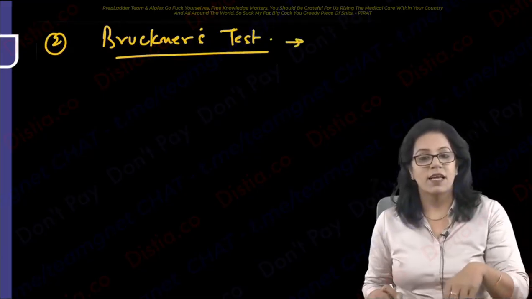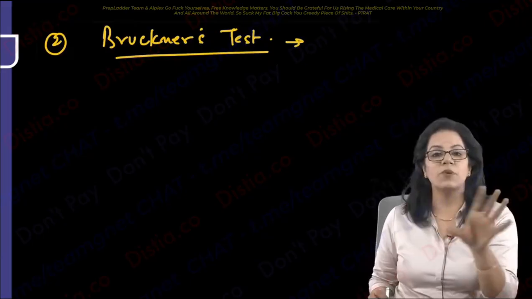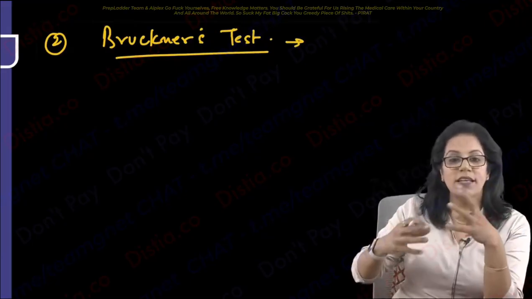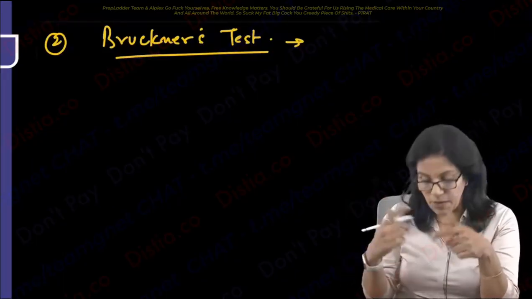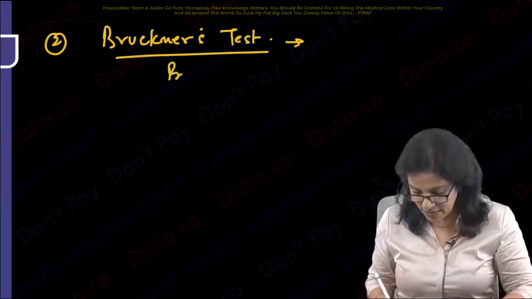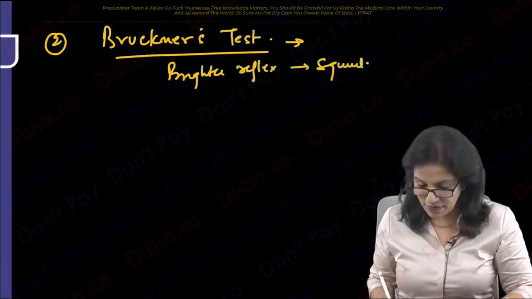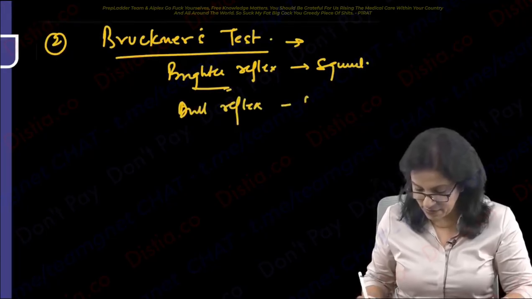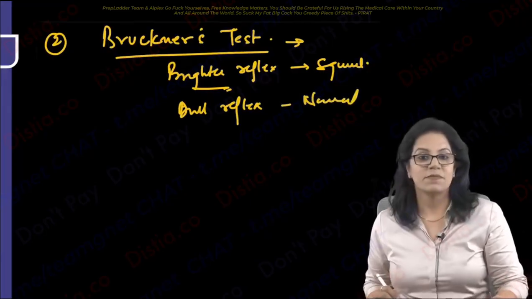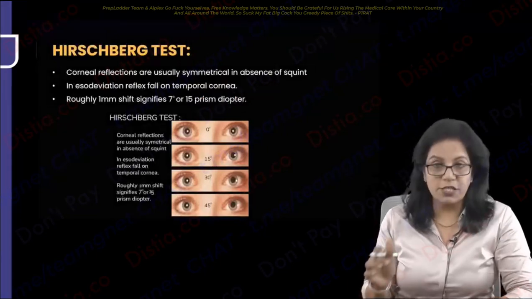Bruckner's test is, normally when you show light to the eye, what happens? The light reflects, the fundus is shining equally in both eyes. But if you see one reflects brighter than the other, I'll just show you the slide, then the brighter one will be that of the squinted eye. So the brighter reflex means there is a squint here. And the normal or dull reflex is normal. So the dull reflex is actually normal and the bright reflex means there is a squint. Shall we see first? Okay, so this was your Hirschberg test.